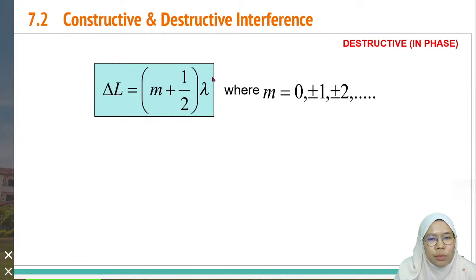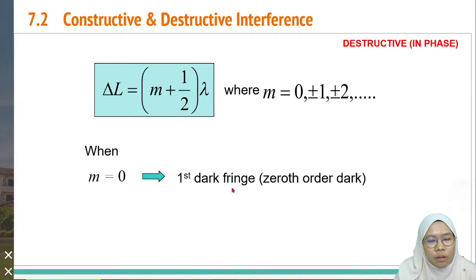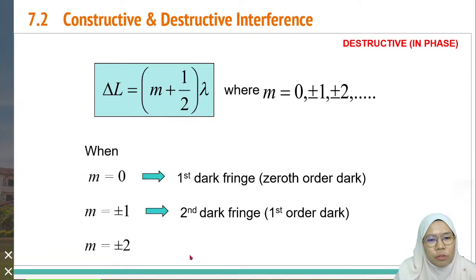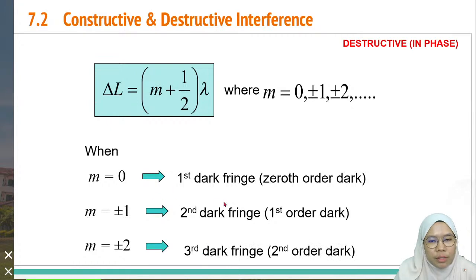Okay, you can see here we have a difference of half lambda. And if we have a difference of 1.5, also we will get dark fringe. 2.5 also dark fringe. Right, so those that we have discussed is for the coherent sources in phase.